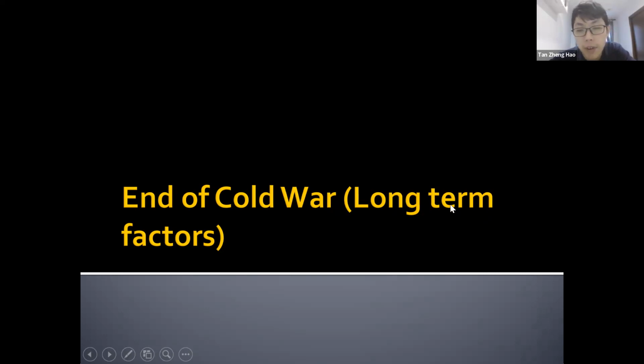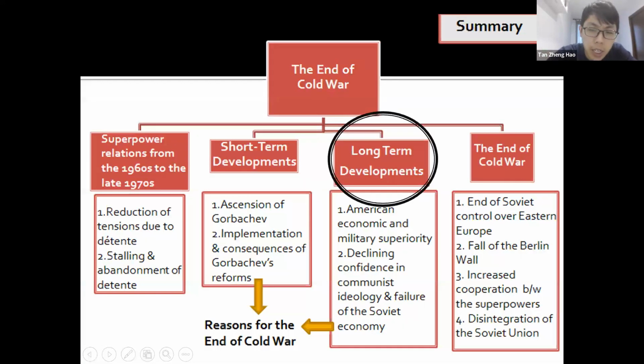Okay, so long-term factors, you can see we focus on the superiority of the American system. We're going to look at the weakness and problems of the communist system. So that means these problems existed regardless of who the leaders were. That means it was a problem in the ideology, different in the way the country was run. Okay, because of communism versus capitalism. So these two differences would affect the country for very long in very great ways.